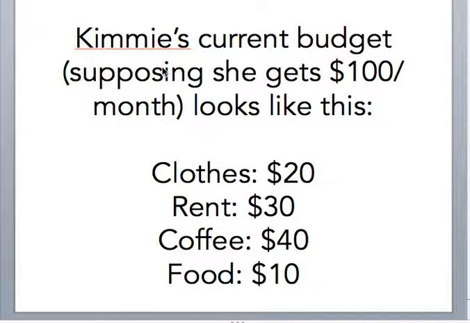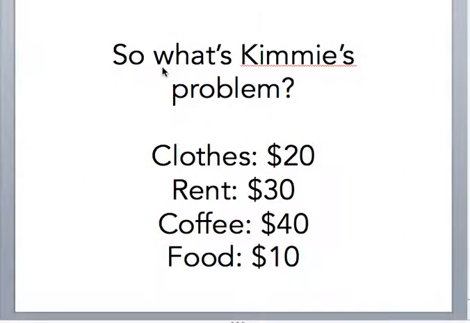But right now, and this is not true, but right now my budget, if I get $100 a month, looks like this. And that's a problem. Spending more money on coffee and clothes than I do on food. So take a second and try and decide what my budget should actually reflect, keeping in mind I still have to pay for rent and whatever else. So yeah, what's my problem? What could I do better?